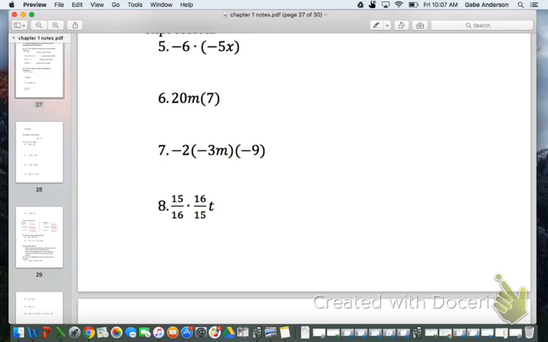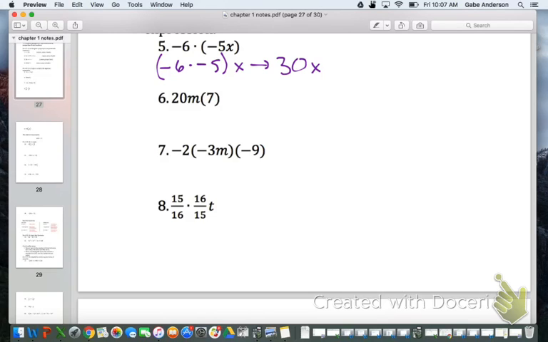We could go parentheses -6 times -5 times x. Please notice this. Do you see how I just used the associative property of multiplication? I decided I'm going to go ahead and multiply the -6 times the -5 first. And then we'll multiply that times the x. That's okay with the associative property. So what did you get for a final answer here? 30x. Yeah, it's positive 30x. Make sense? Yeah? Okay.